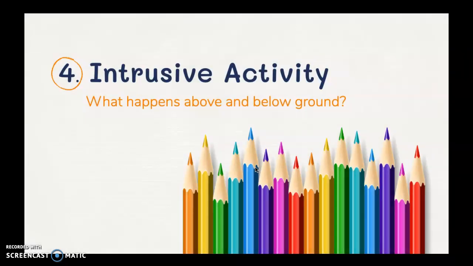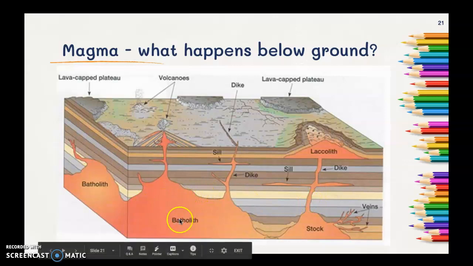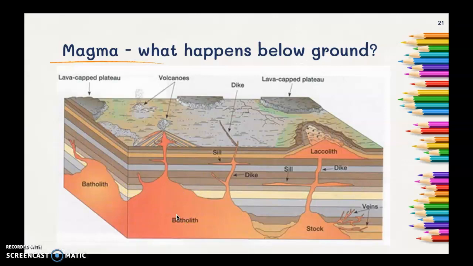Okay, last thing you should know: intrusive activity. What happens above and below ground? What I mean is this melting rock is causing changes. It's causing physical changes. Stuff is getting pushed and shifted around. It's also causing some chemical changes. So here's what you should know. Magma below ground can melt rock, and that rock will fall into the magma perhaps, or get melted by the magma, and it becomes part of the magma. This magma doesn't have to reach Earth's surface.